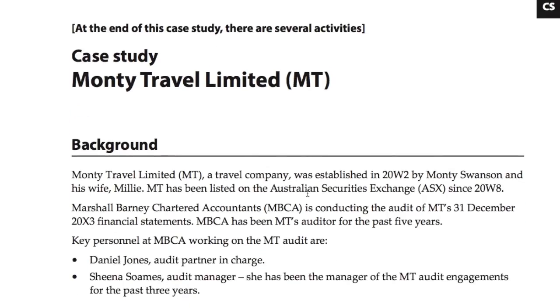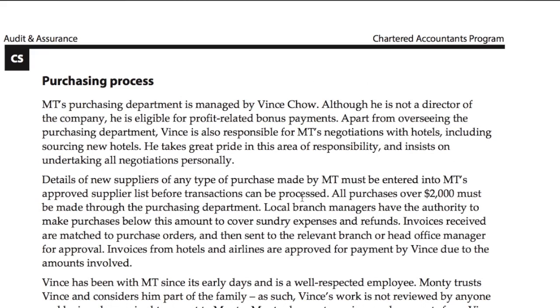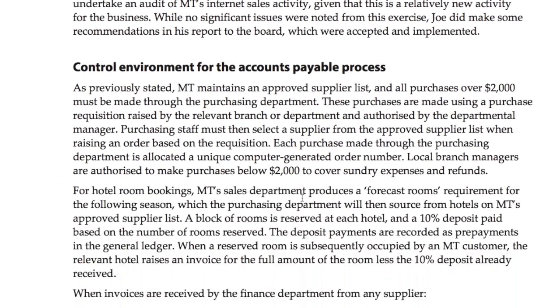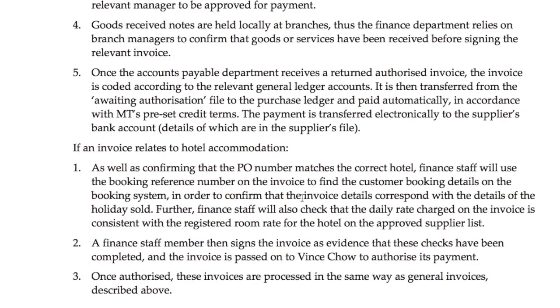Let's start at the beginning with initiation. Look at the background information and see if you can identify where Monty Travel's purchase to pay process begins. Think about what needs to be in place before purchasing happens, as well as how purchasing decisions are made. Hit pause, then press play once you've got your answer. Done? Alright, so where's our initiation point?